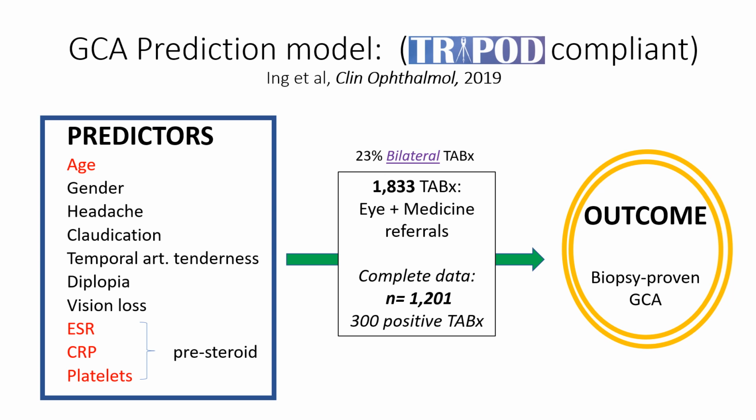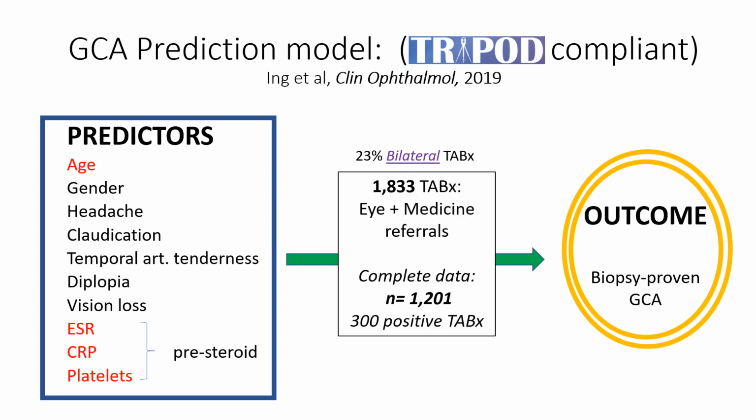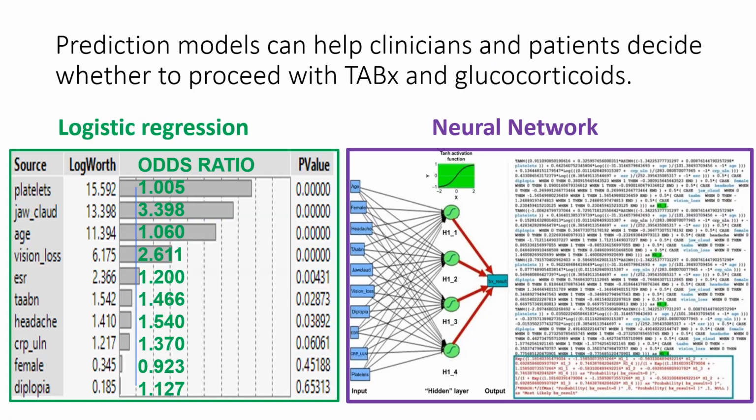There was no multicollinearity. From the 14 medical centers, we found 1,833 consecutive patients who underwent temporal artery biopsy, 1/4 of which were bilateral. 1,201 subjects had complete data on all 10 variables, with 300 cases of biopsy-proven giant cell. Logistic regression and neural network models were formulated.